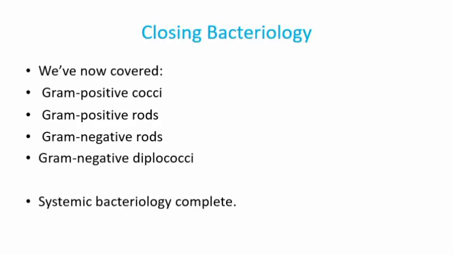At this point, we have covered gram-positive cocci, gram-positive rods, gram-negative rods and diplococci. That completes classical systemic bacteriology. So today, we close systemic bacteriology from gram-positive organisms all the way to gram-negative rods and diplococci. And next, we move into virology, where biology behaves very differently.